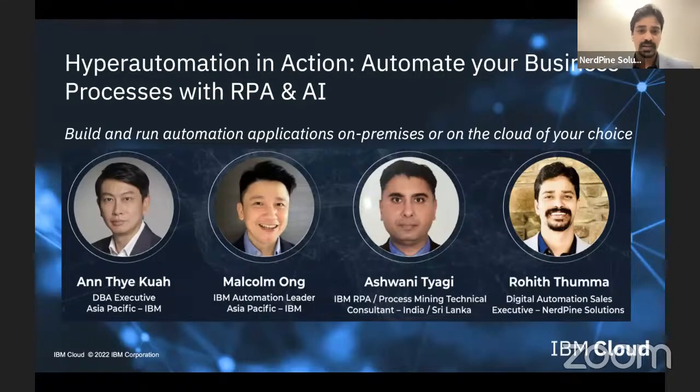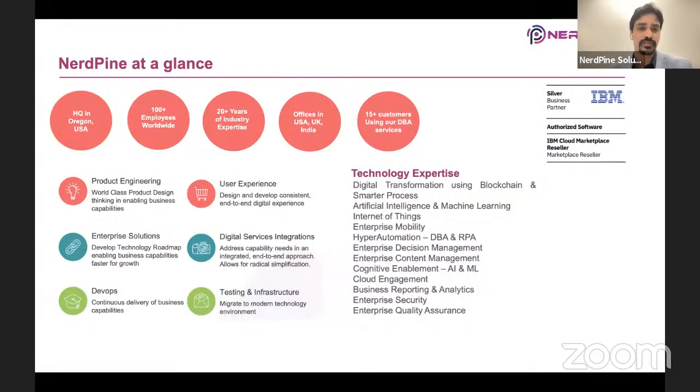So let's talk about our company introduction. NerdPine is an IBM partner. We've been an IBM partner for several years now, and we are an IT services and consulting company based in Oregon, USA. We also have offices in India, UK, and UAE. Collectively, we have close to 100 plus employees working in the automation space. We have helped a lot of customers in the digital business automation space, especially process reengineering, business process management, robotic process automation, or if you have to deal with your content management processes.